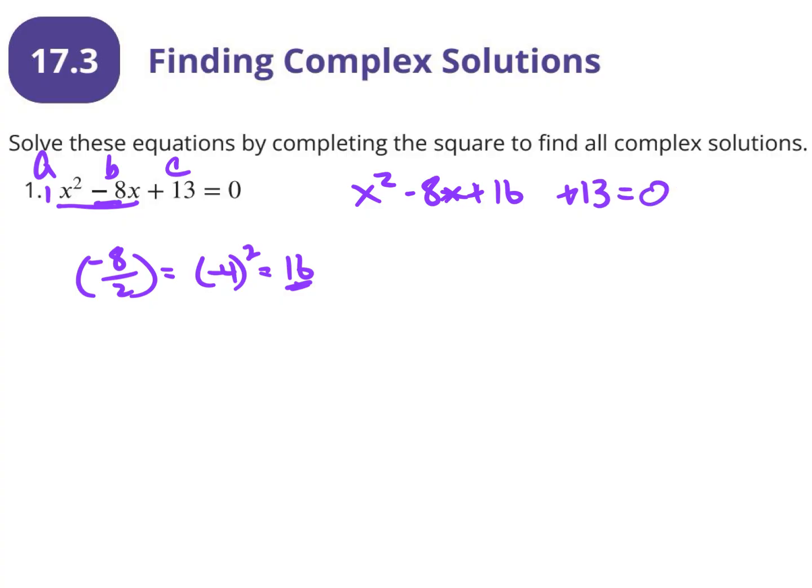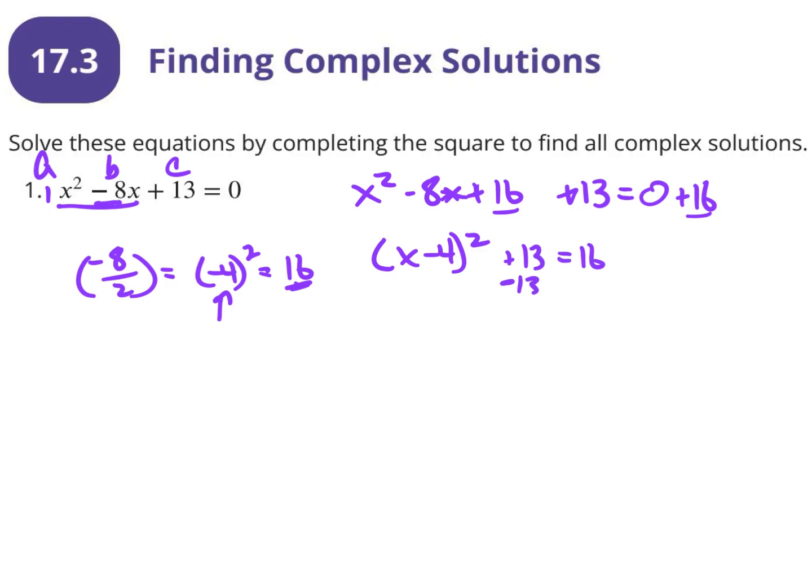Equals 0. Since I added the 16 on the left, I have to add it on the right. This is the new number I added in. Now, b divided by 2 squared is -4 squared, which is 16. So I'm going to write (x - 4) quantity squared plus 13 equals 16.